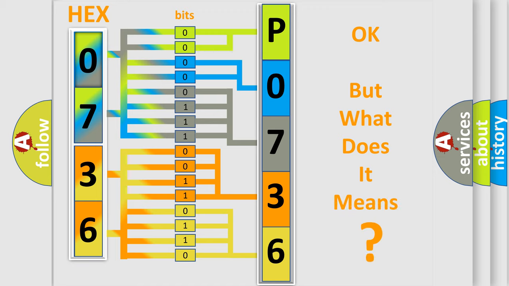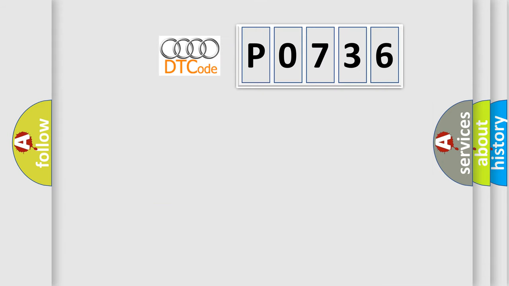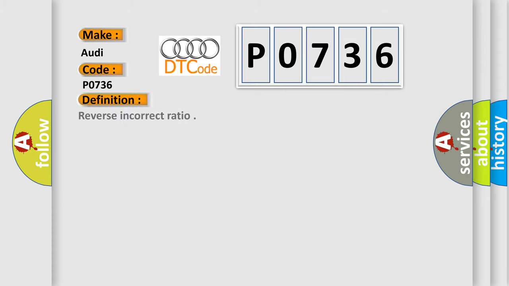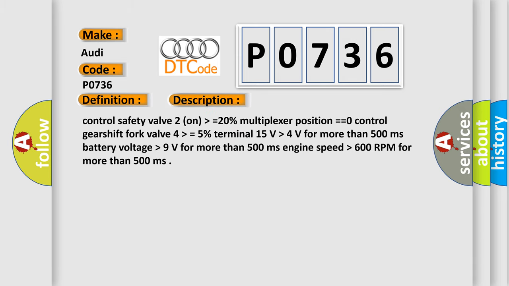The number itself does not make sense to us if we cannot assign information to what it actually expresses. So, what does the diagnostic trouble code P0736 mean specifically for Audi vehicles? The basic definition is reverse incorrect ratio. And now this is a short description of this DTC code.